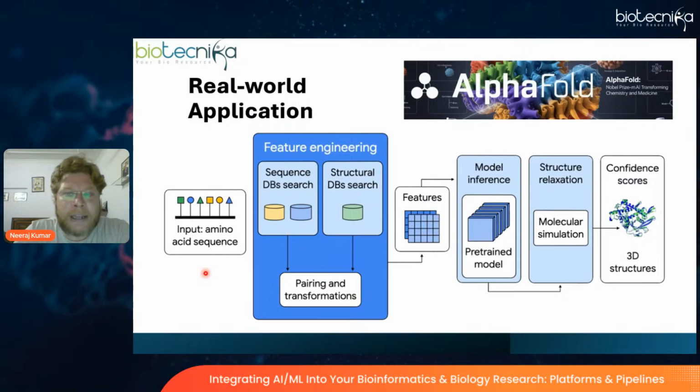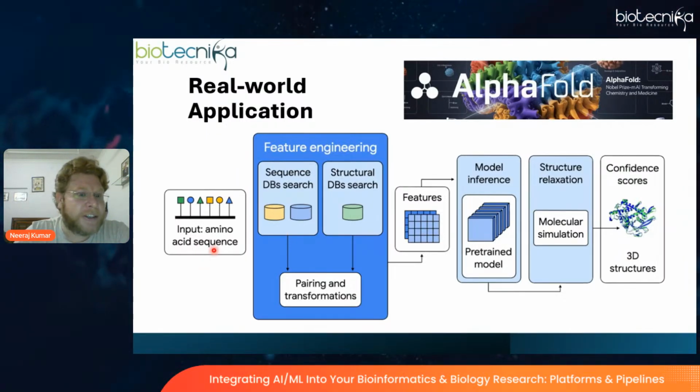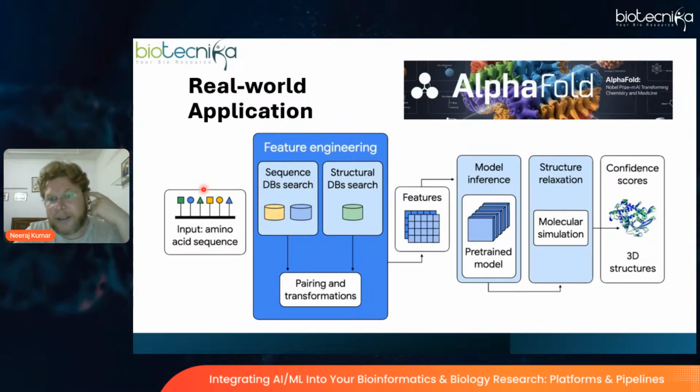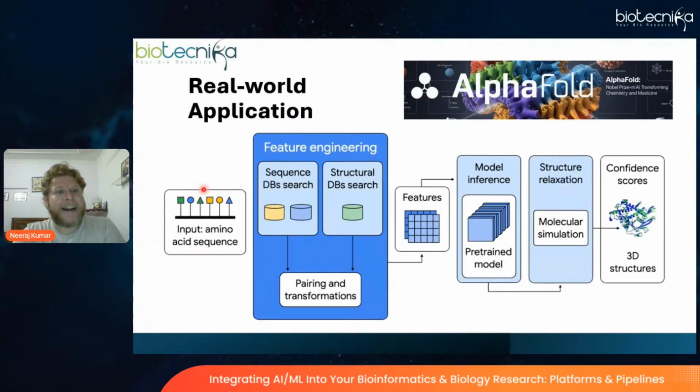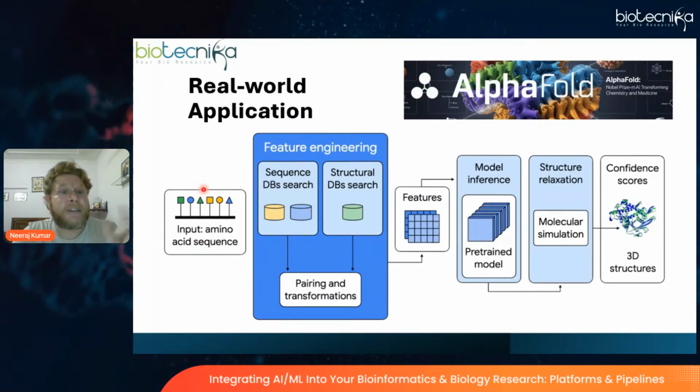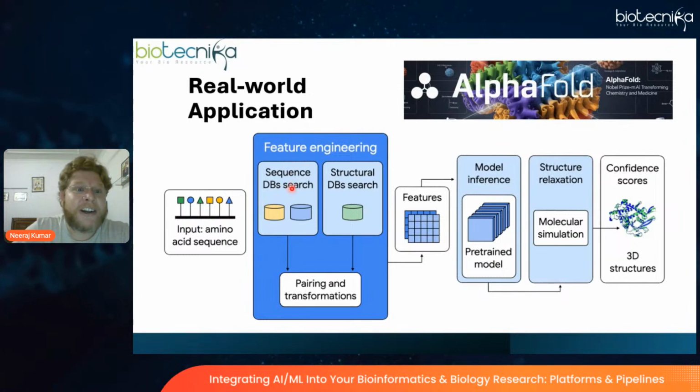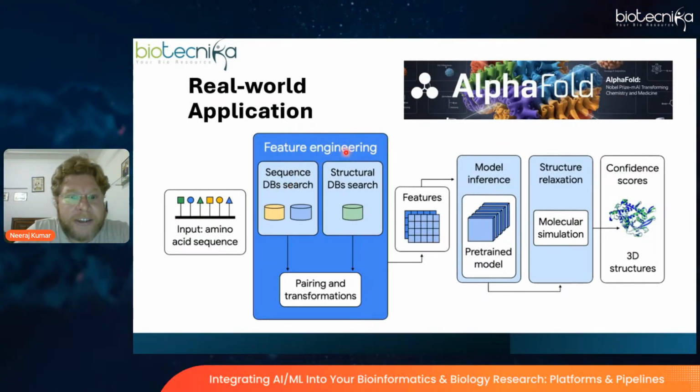First of all, the AlphaFold algorithm takes as input an amino acid sequence, that is the protein sequence. Okay, that is a polypeptide chain, not a structure. That is just a chain. So what it tries to do is learn the features. That is called feature engineering.